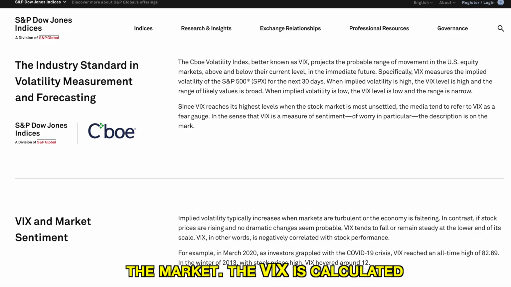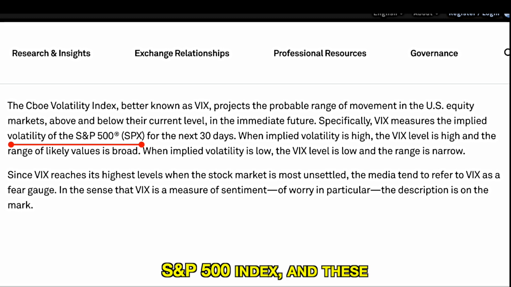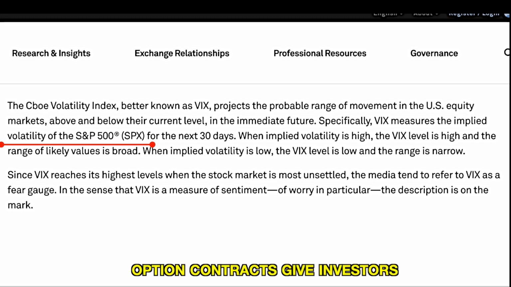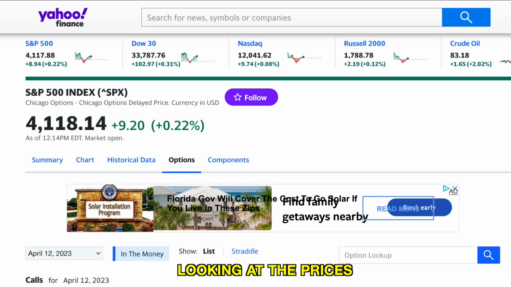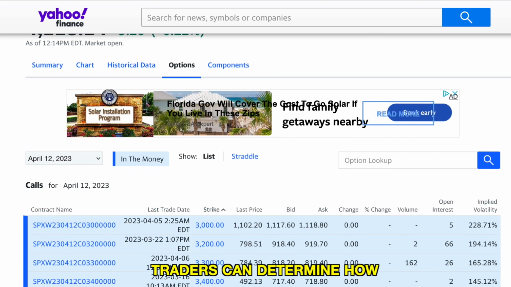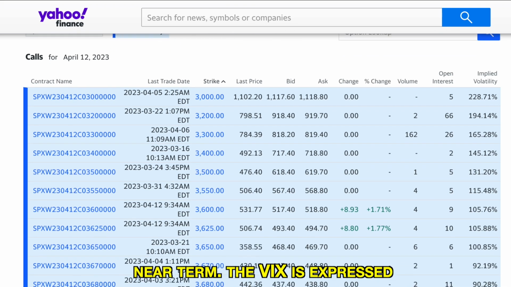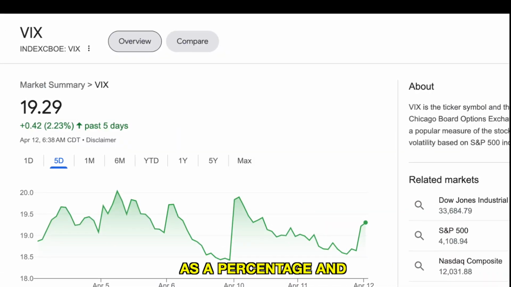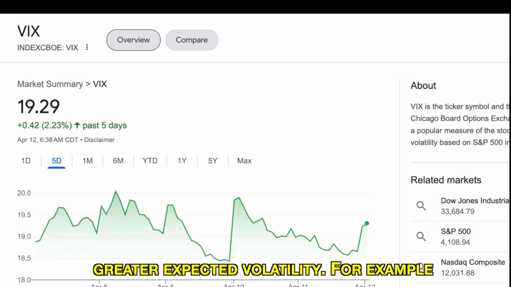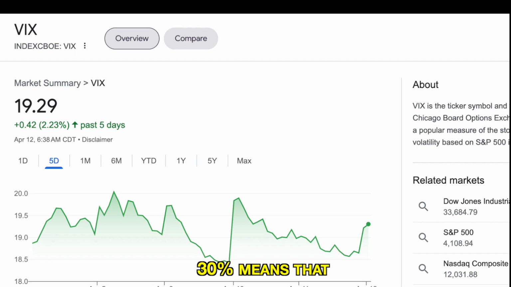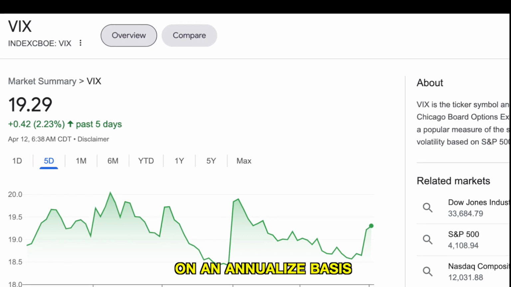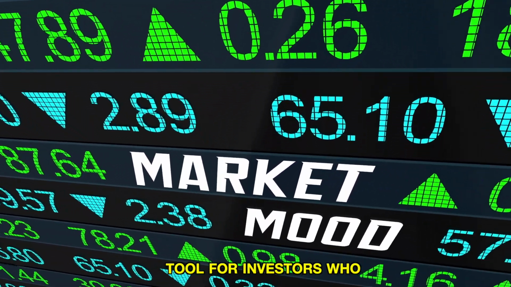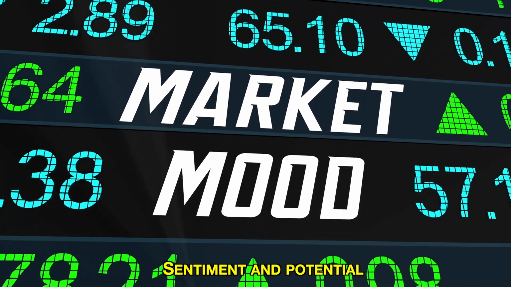The VIX is calculated based on the prices of option contracts on the S&P 500 index, and these option contracts give investors the right to buy or sell an asset at a certain price in the future. By looking at the prices of these option contracts, traders can determine how much volatility the market is expecting in the near term. The VIX is expressed as a percentage, and a higher number indicates greater expected volatility. For example, a VIX reading of 30% means that the market expects the S&P 500 to move up or down by 30% on an annualized basis over the next 30 days. Overall, the VIX can be a useful tool for investors who want to gauge market sentiment and potential risk.